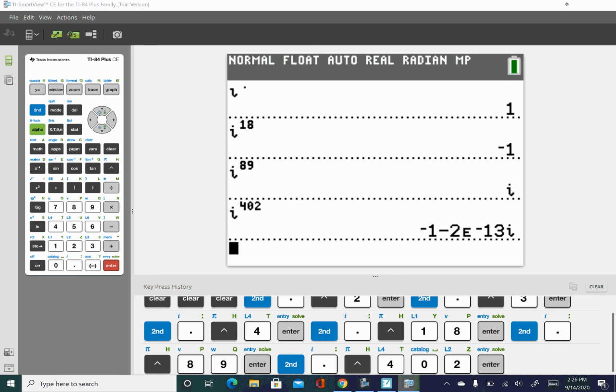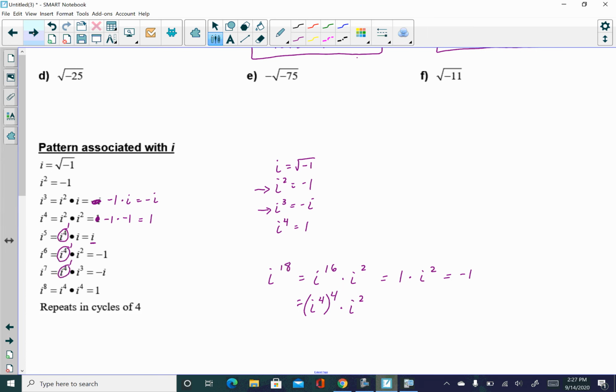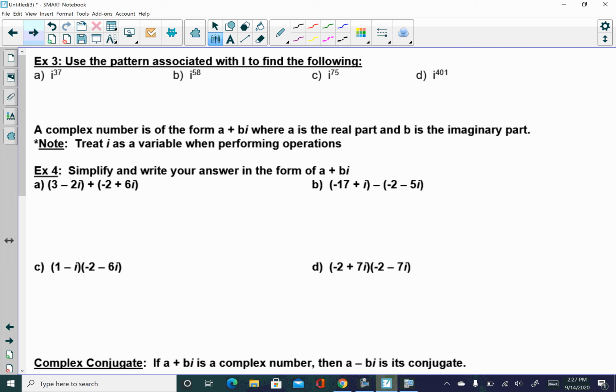All right, let's go back to the notes. Let's flip it on over, actually. Top of the next page, they say use your patterns associated with i to find the following. So I'm going to do letter A and letter D with you.